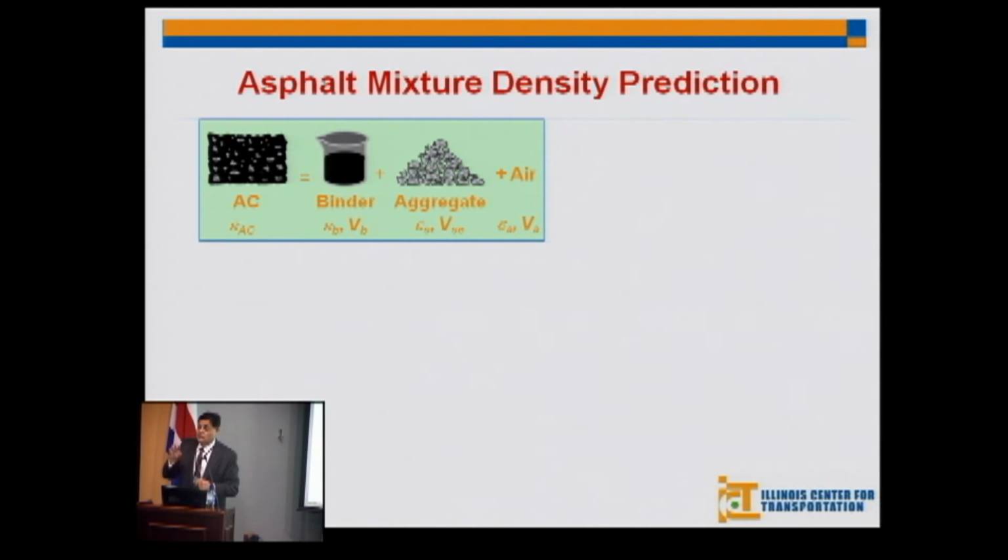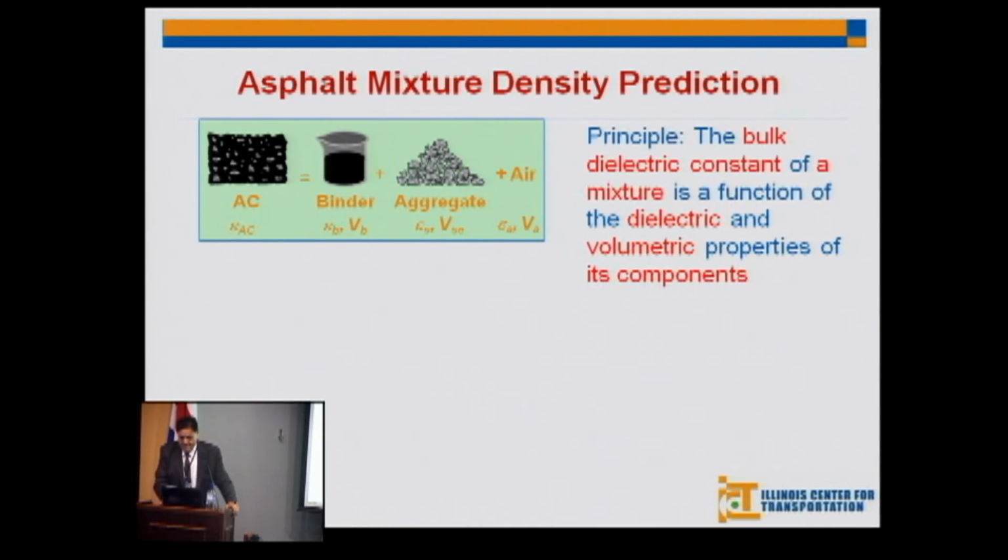In order to do that, we need to look at each component, which means the specific gravity for each component, which is the air, the binder, and the aggregate. And also, we need to know what's the volume of the air, of the aggregate, and of the binder. Of course, we don't know what's the volume of the air because that's what we're looking for, right? Okay. So here the principle is very simple.